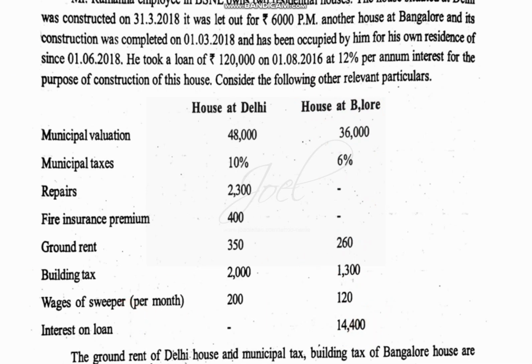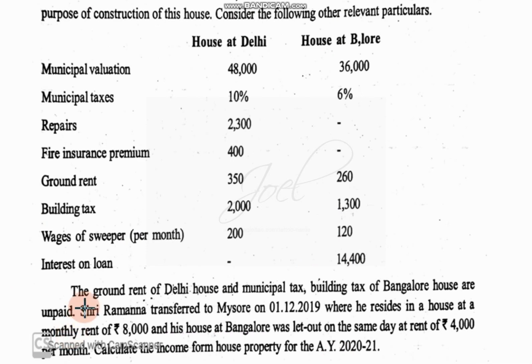Next info will continue the problem. We'll see other information. The ground rent of Delhi house, municipal tax and building tax in Bangalore house are unpaid. So if it is paid also, ground rent will not come in our calculation. Next, building tax also won't come in our calculation. If he would have paid municipal tax, then we are supposed to consider it. But if it is self-occupied house property, that information also we are not considering. So unpaid information we are not going to consider.